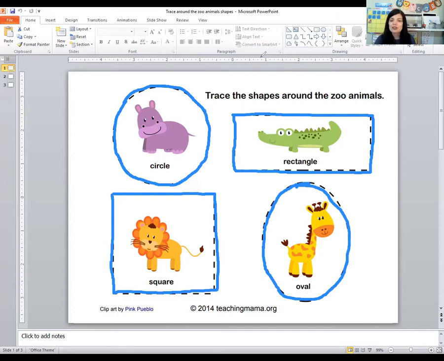Now, if you don't have this sheet and you don't want to print it out, you can just practice drawing the shapes. A circle, a rectangle, what did we do? A circle, a rectangle, we did an oval and a square. Okay, now let's talk about our art project for today.